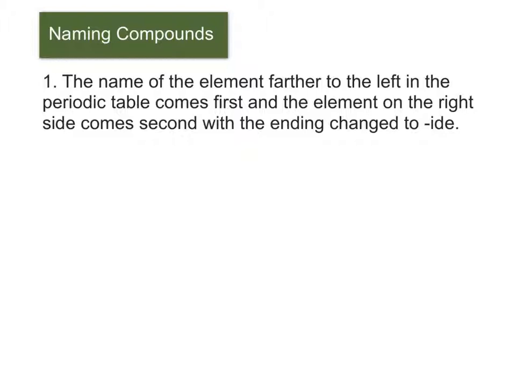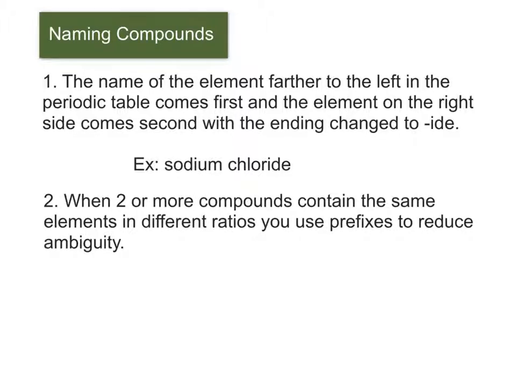Okay, so the second part of the first guideline is that the second element in the name, the ending gets changed to "ide." So instead of sodium chlorine, we change it to sodium chloride. The second guideline is that when you have 2 or more compounds that use the same elements but different numbers of them, then you add prefixes to reduce confusion.